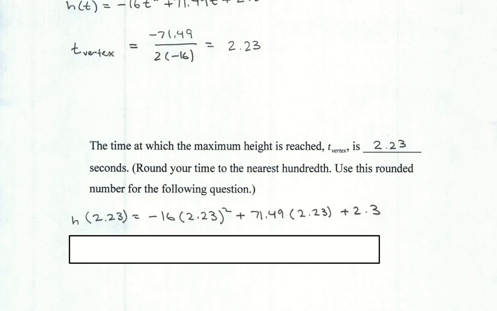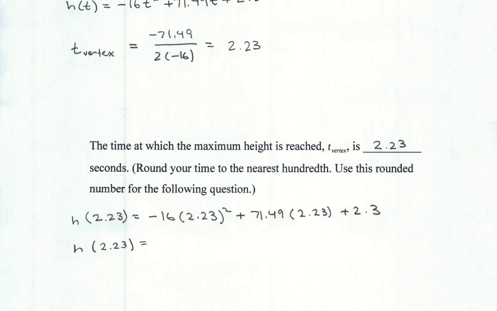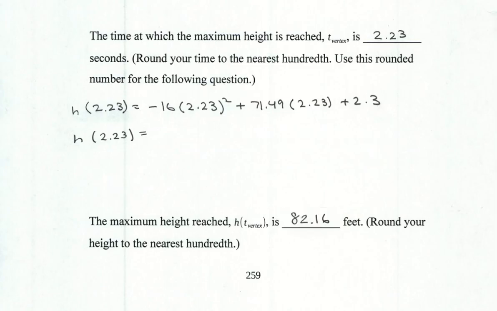Now we know everything about this equation for this particular ball, so we're going to say what's the height after 2.23 seconds, which means we're going to plug in 2.23 wherever we had a t. Notice that there are no variables over there. This is a job for your calculator, and it looks like I got an answer of 82.16 feet. Remember, rounded to the nearest hundredth.